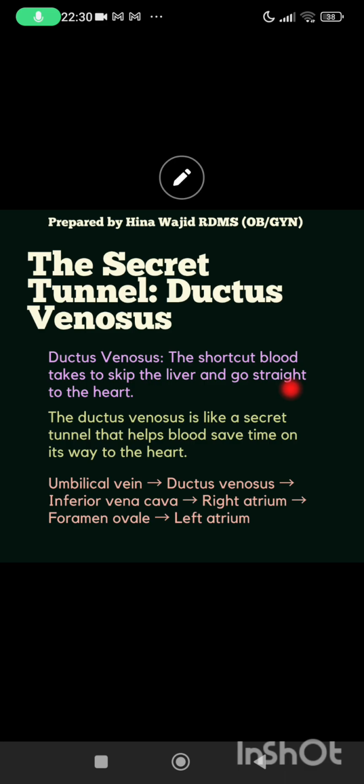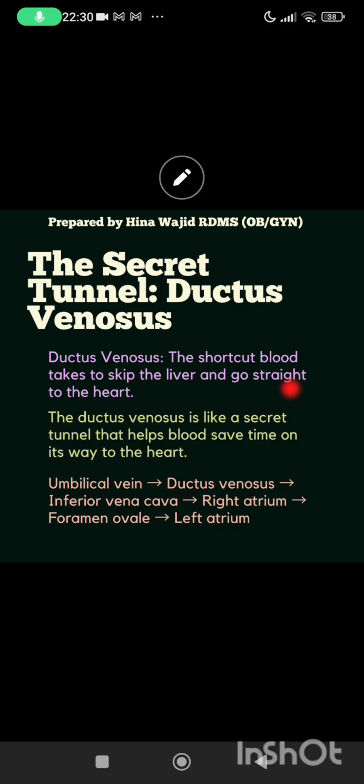Okay, now the next part of the story. We discussed a main highway. That was the umbilical cord, and now it further gives a branch, the umbilical vein. Now what happens next? There is a secret tunnel here. It is the ductus venosus.